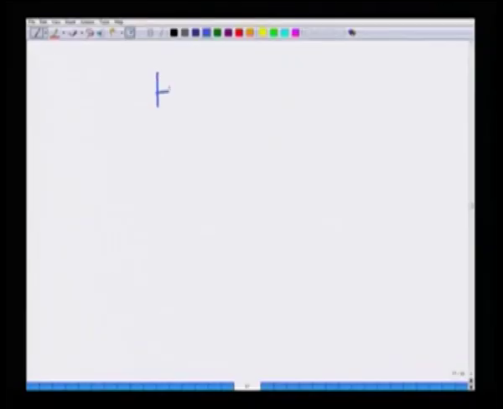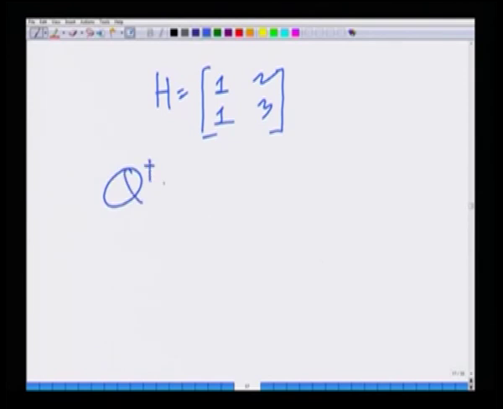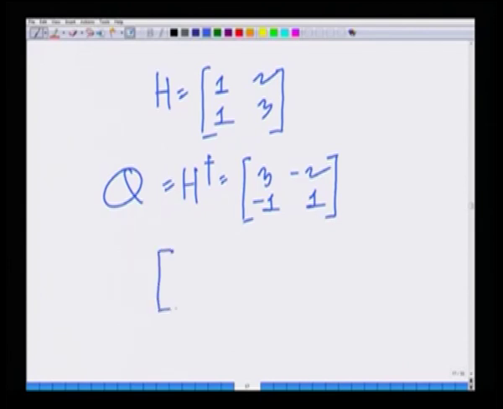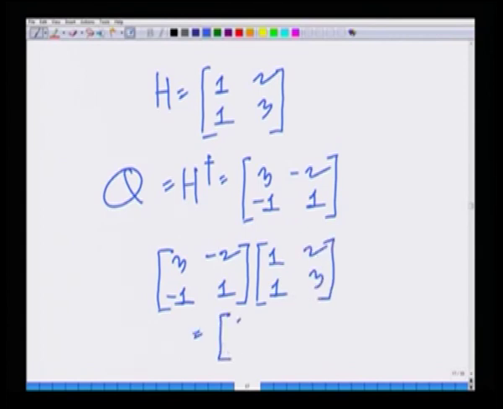So, the channel matrix H is nothing but [1, 1; 2, 3]. The pseudo inverse of this matrix, the left inverse, is nothing but [3, minus 2; minus 1, 1]. You can in fact check this by multiplying [3, minus 2; minus 1, 1] into [1 1; 2 3], which gives 3 times 1 minus 2 times 2 equals... 3 minus 2 is 1, 3 minus 3 is 0, minus 1 plus 1 is 0, minus 2 plus 3 is 1. This is identity. Hence, this is in fact the left inverse.